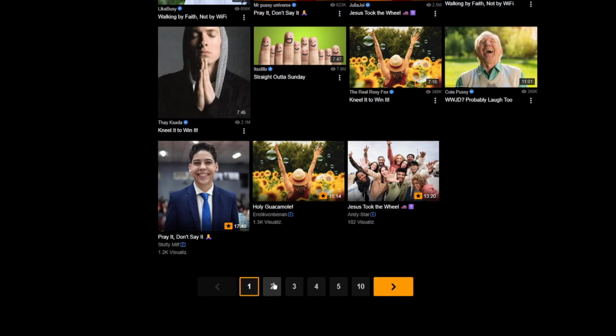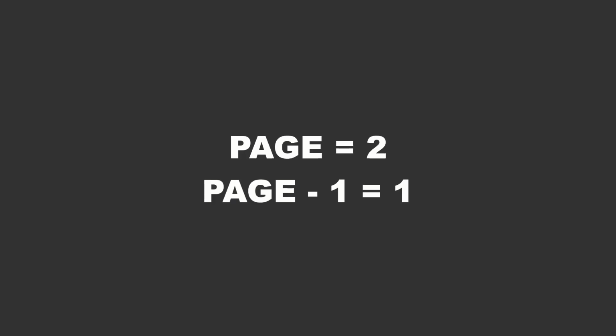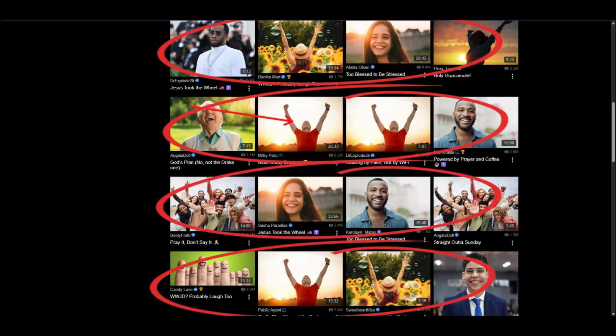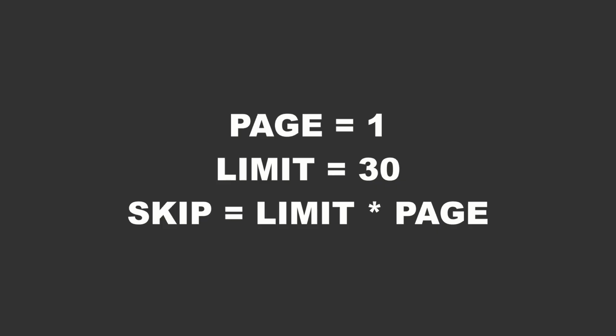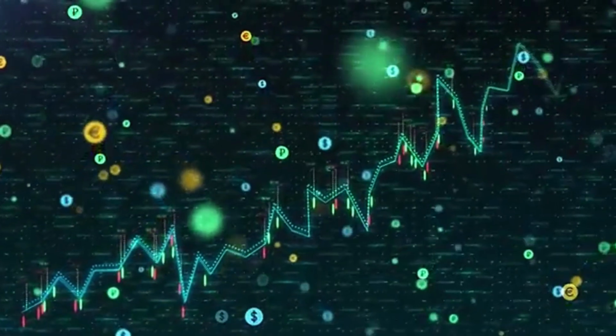Your server subtracts 1 from the page number. In this case, 2 becomes 1. Then it multiplies this number by the limit of items per page. Let's say 13 times 1, which gives us 13. So your server will skip the first 13 videos in the database, and it will start reading from the 13th one and fetch the next 13 videos.